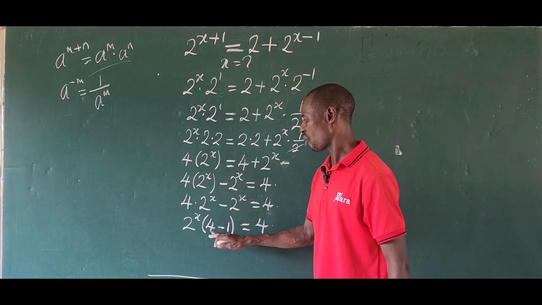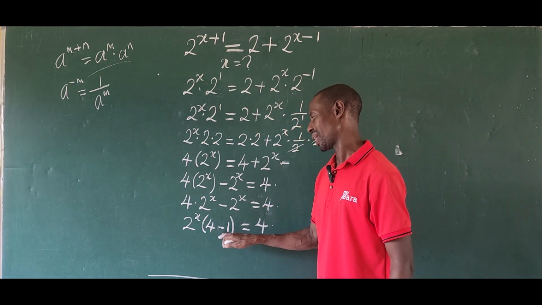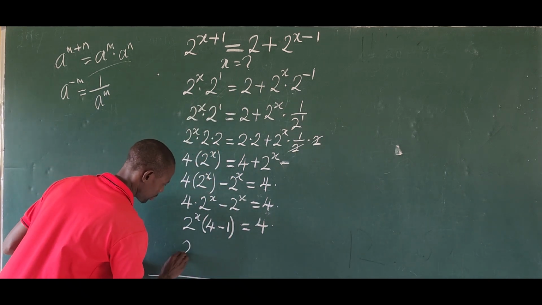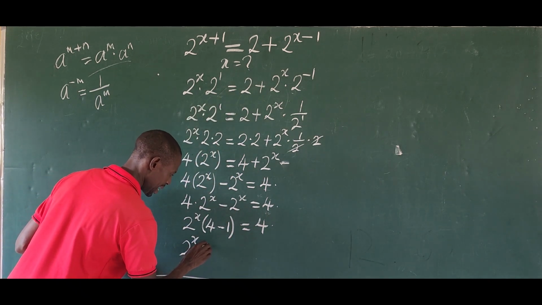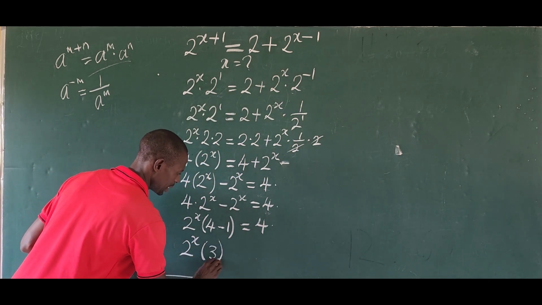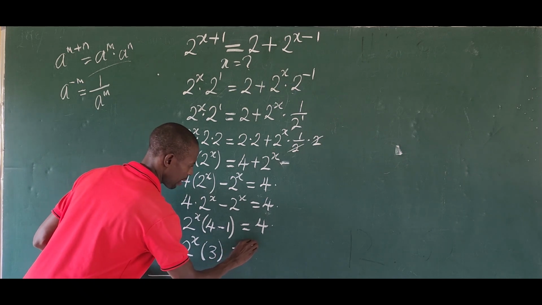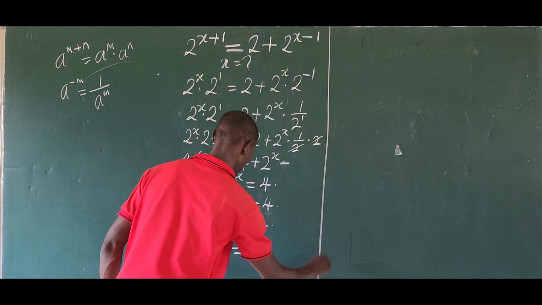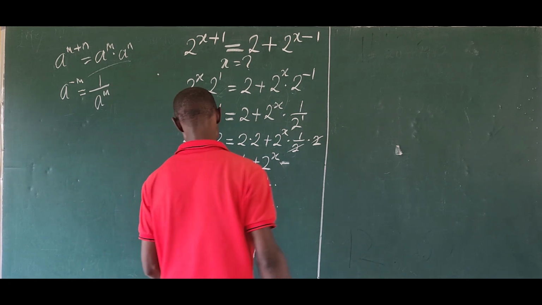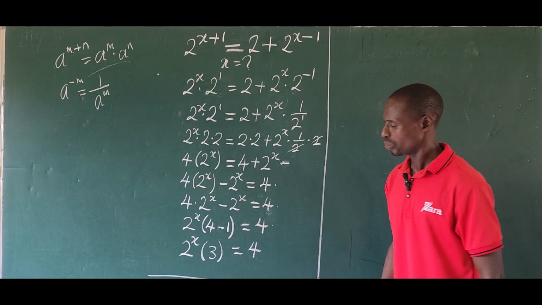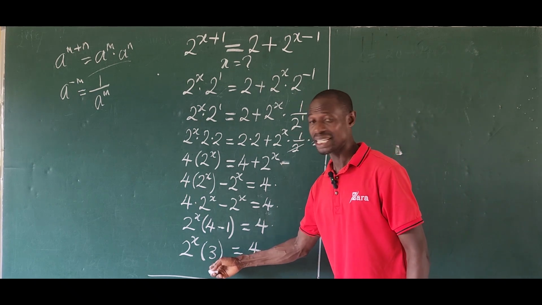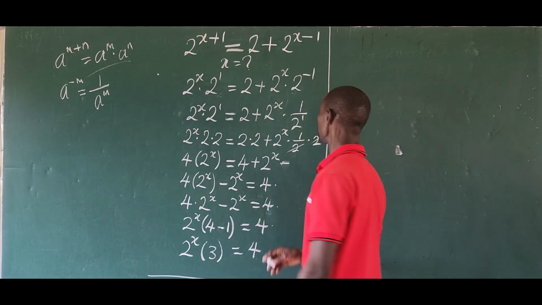Here we are having 4 minus 1, right? So we can carry out our subtraction. And if we do that, this is going to give us 2 to the power of x, then into 3, then equal to 4. Let's continue on this side. Okay, mind you, we are looking for x. So the best thing to do here is to eliminate this 3 here. We divide through by 3.